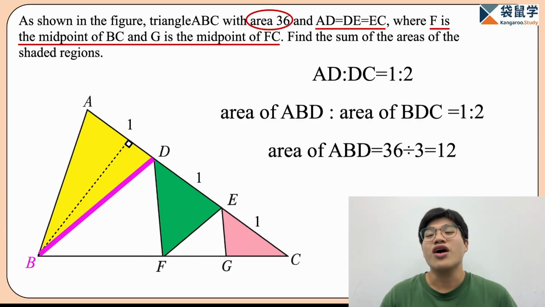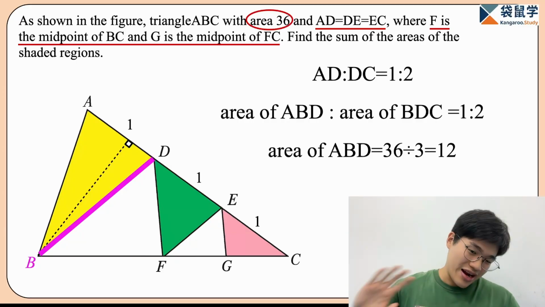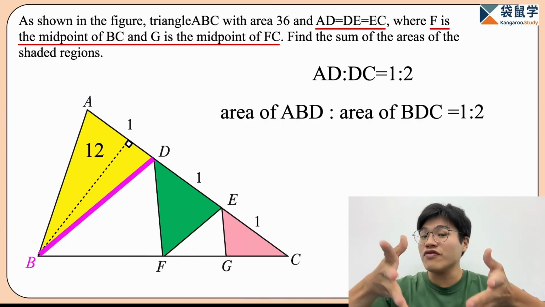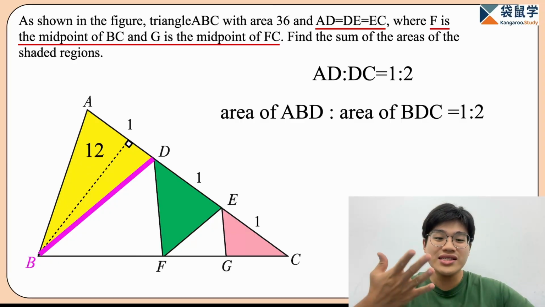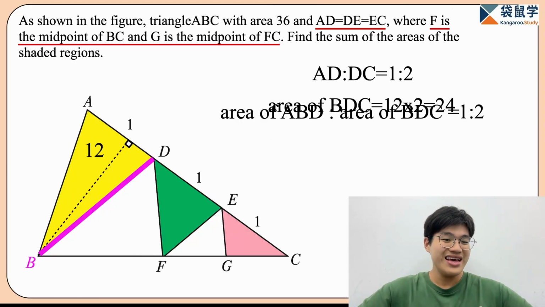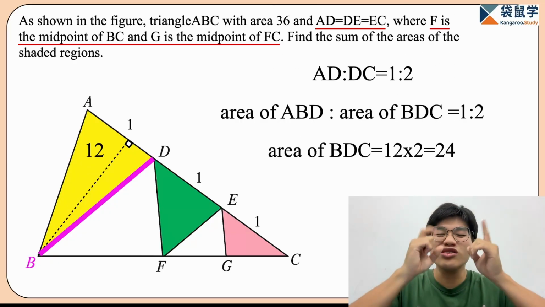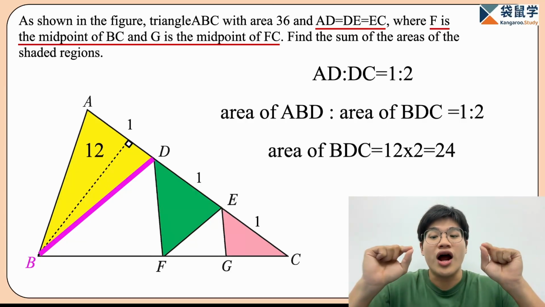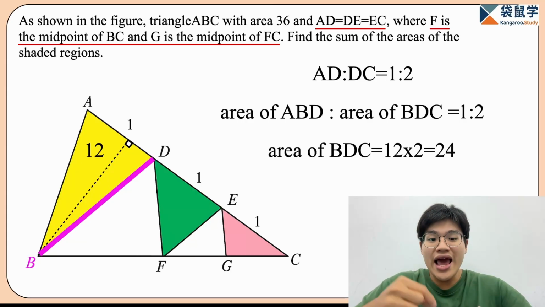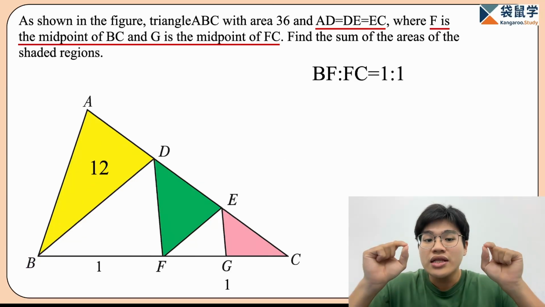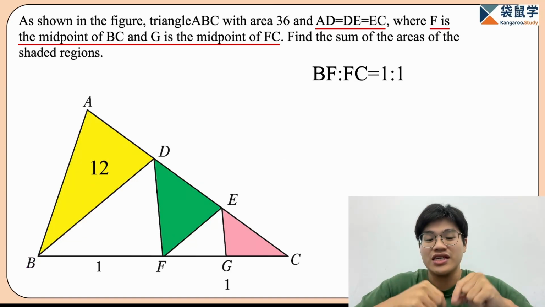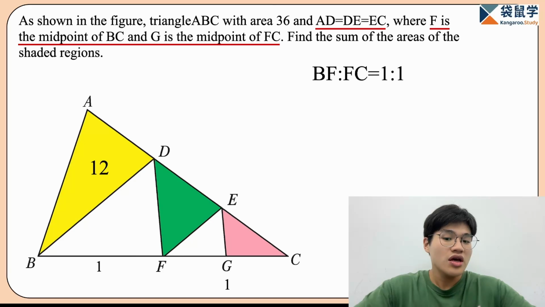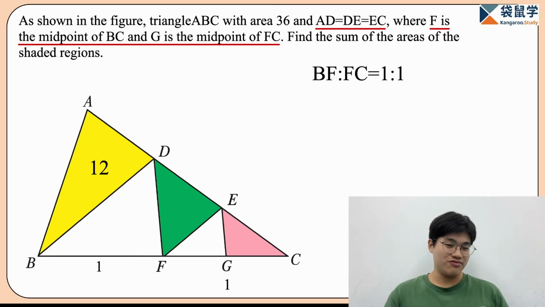Now we know the area of triangle ABD. Let's just forget about it. Let's look at the area of triangle BDC. What is its area? It is 12 times 2 equals 24 here. With knowing the area of triangle DBC and the ratio between BF and FC equals 1:1, then what do we do next here?